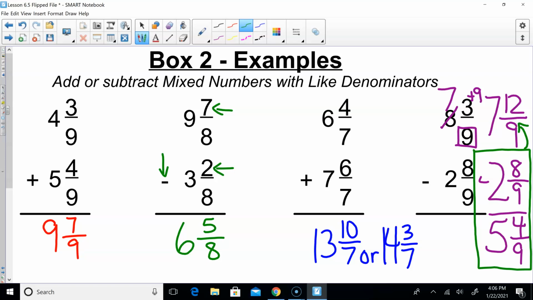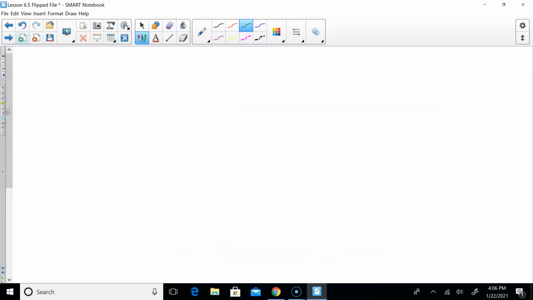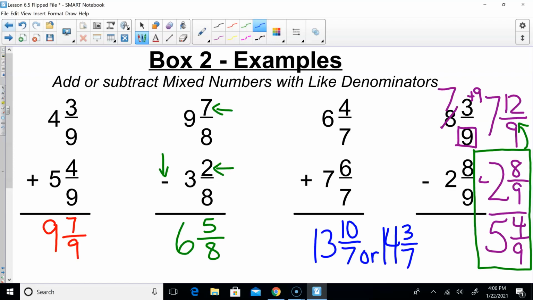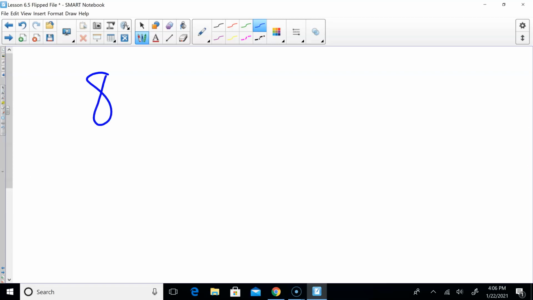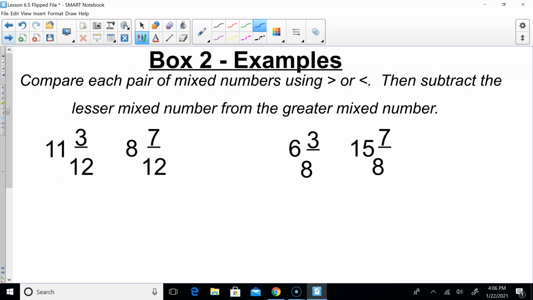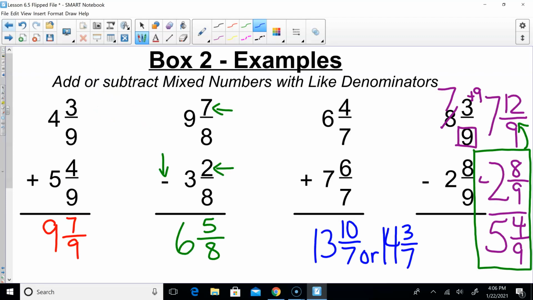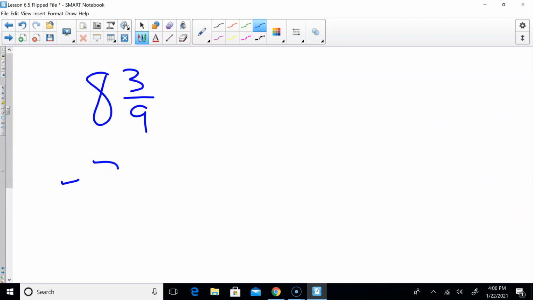I'm going to add another screen in here quickly, and I'm going to show that same problem again, but there's another way that you can possibly solve it. So that problem would be 8 and 3/9 minus, oh, that's the wrong way. How about this way? 2 and 8/9. There we go. 2 and 8/9.